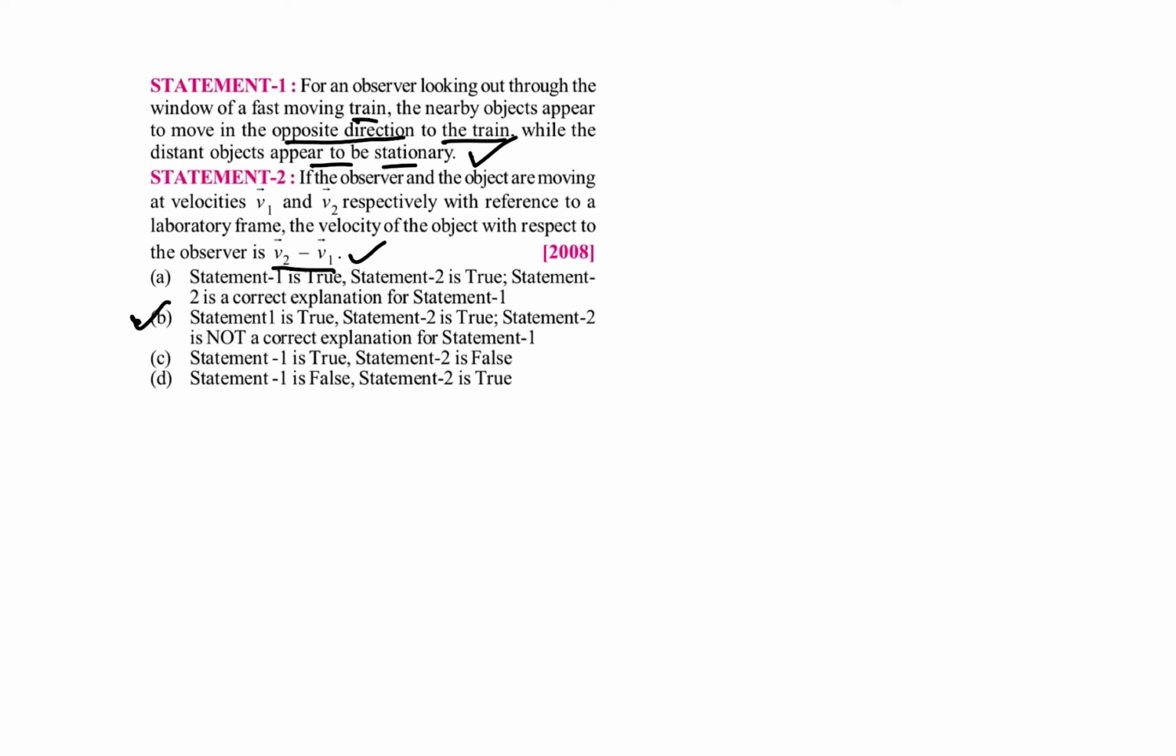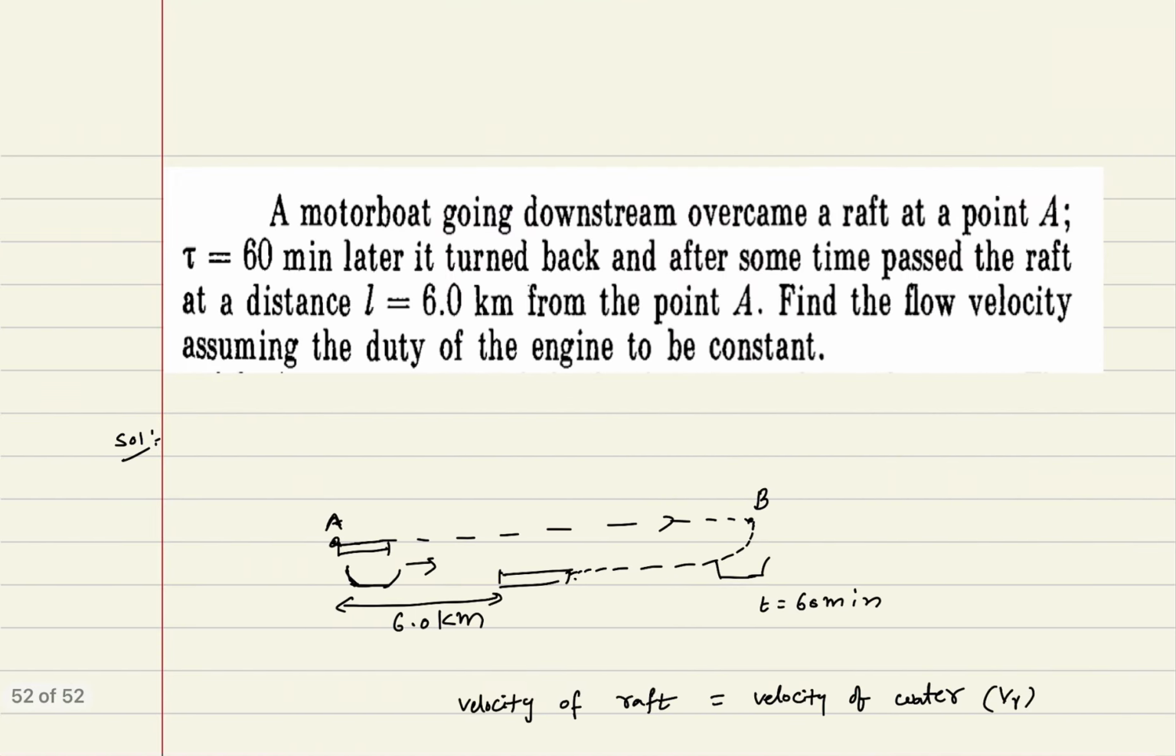The far objects' acceleration and our acceleration with respect to any other frame may be different. Understand that? Same thing if you apply from any other planet, both may have different accelerations also. Understand that? That's why whatever v2 bar minus v1 bar is given, that is not the correct explanation. Okay, so the second option is the correct option.